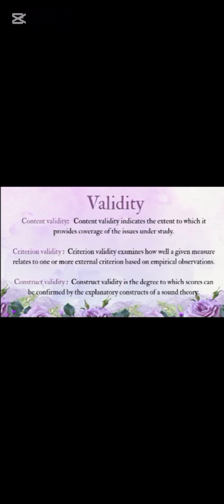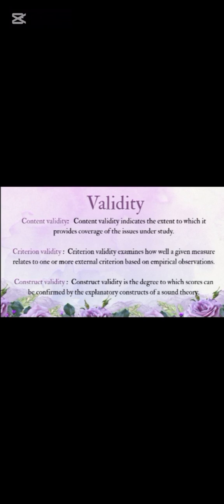Now we'll talk about the issues of validity and reliability in measurement. So, what is validity? In research, validity refers to how accurately a tool or method measures what it's intended to measure. Ensuring validity is very crucial for obtaining trustworthy and meaningful results. There are three types of validity: content validity, criterion validity, and construct validity. We'll get to know about all three of them.